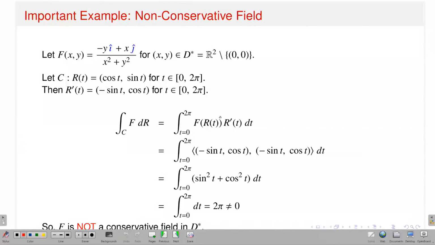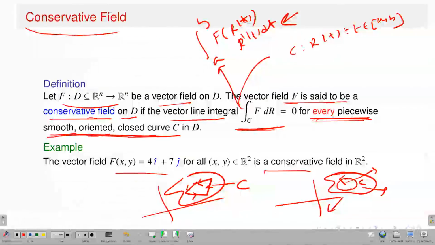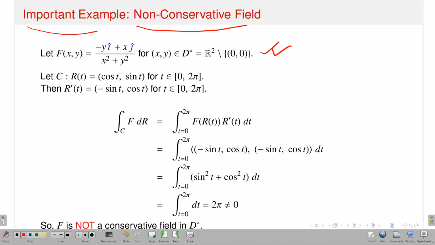Okay, let me just do one example. This example says that there are examples of what is called a non-conservative vector field. Here actually it is not a conservative vector field. That means, I will have a simple piecewise smooth closed curve, but the integral is not vanishing. So, what is the meaning of conservative field? Every piecewise smooth oriented closed curve C I can take in my domain D, the integral has to be 0. But this is the example where if I take a piecewise smooth simple closed curve in my domain, the vector line integral of capital F over this C is non-vanishing. Let us see.